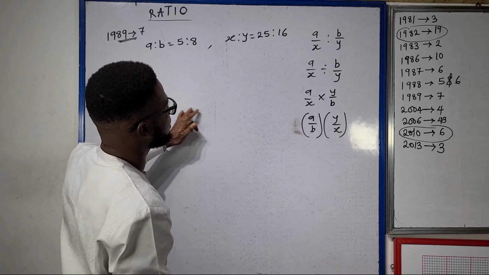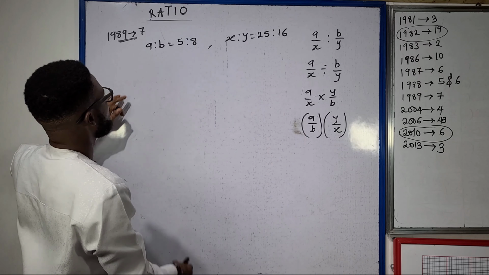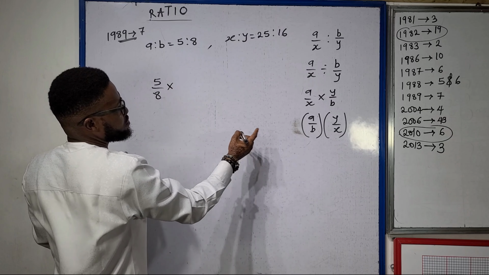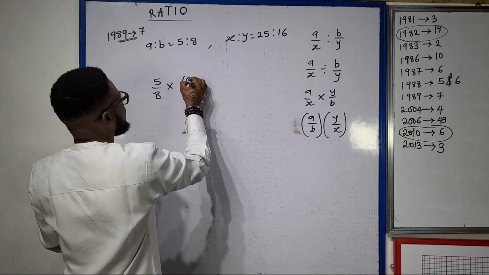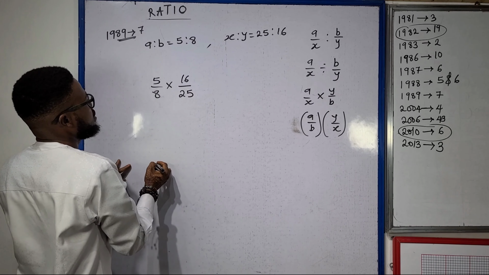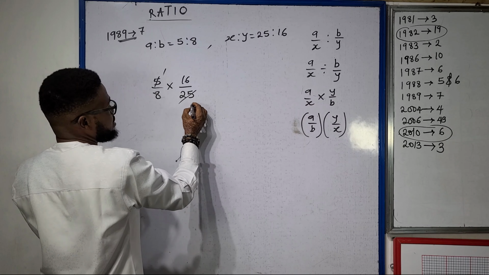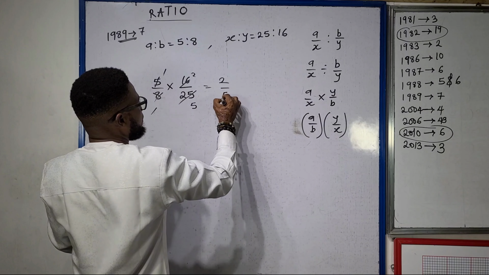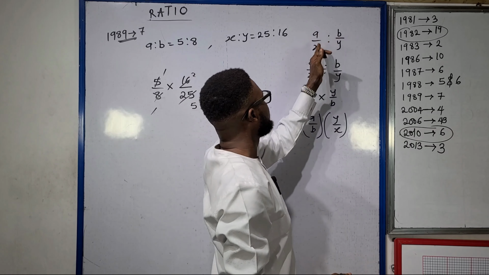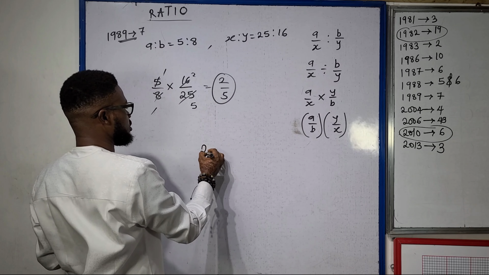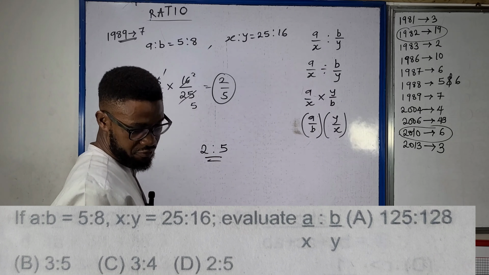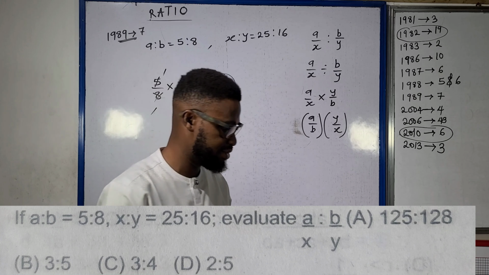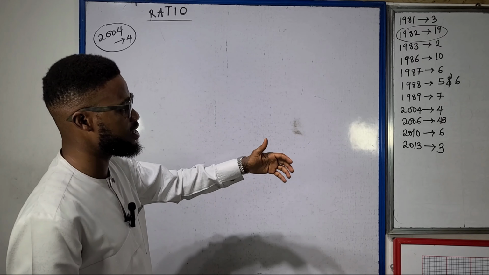So what is our A over B? A over B here is 5 over 8 times Y over X, that is 16 over 25. So 5 into 5 is 1, 5 into 25 is 5; 8 into 16 is 2. So what we have is 2 over 5. So A over X ratio B over Y is actually 2 ratio 5. If you look at the options there, that is option D. That is option D.